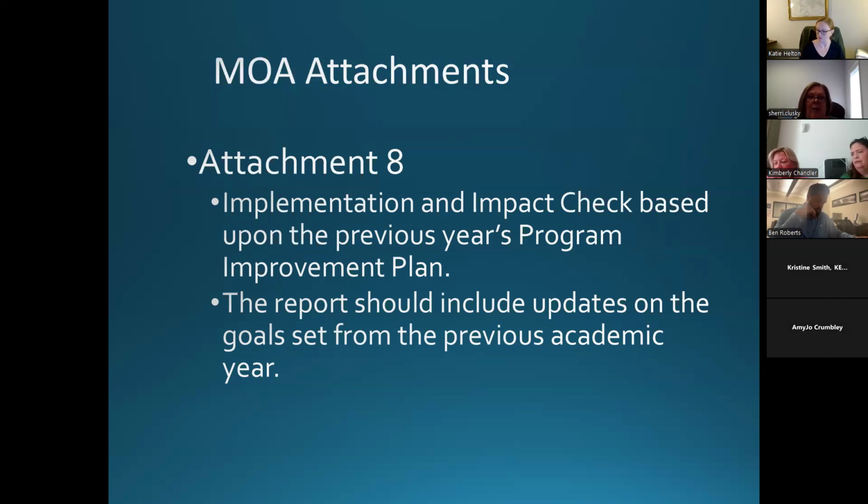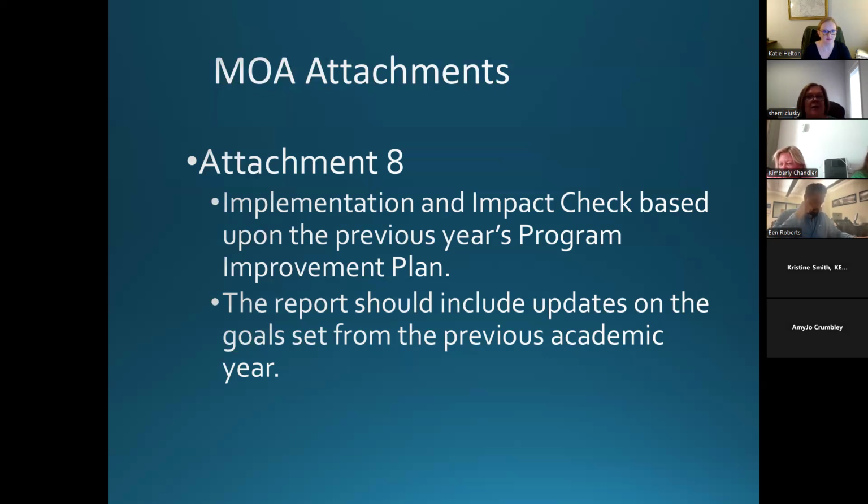It's based upon the previous year's program improvement plan. The report should include updates on goals set from previous academic years. So whatever it is that you said you're going to work on in 24-25, next year, not this year, when you're doing your 25-26, you would say, okay, did I reach my goals of 24-25? And that's even hard to say, 25-26, but it's about what you did last year for attachment 8.